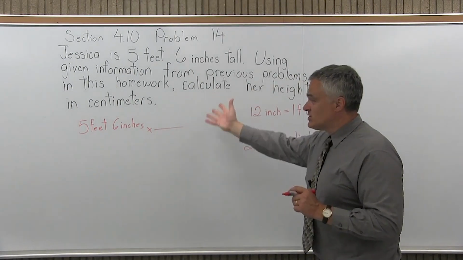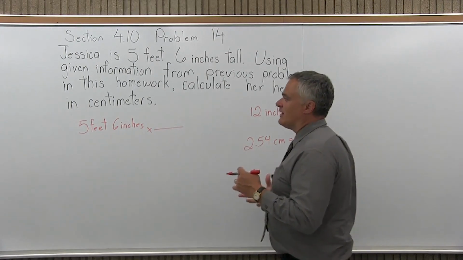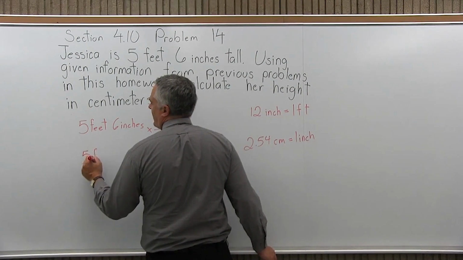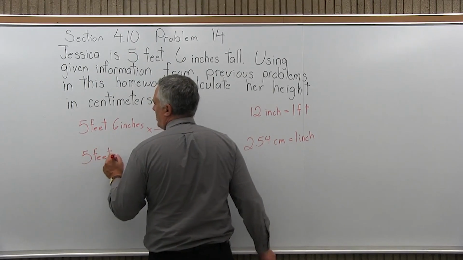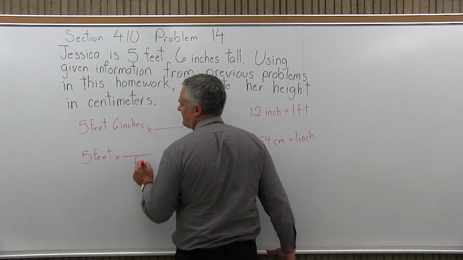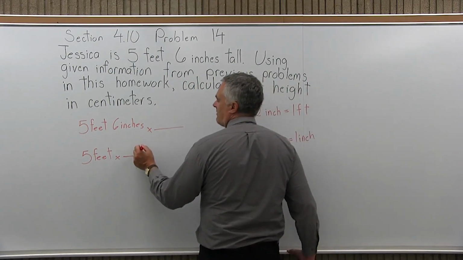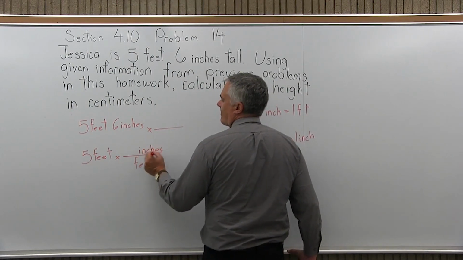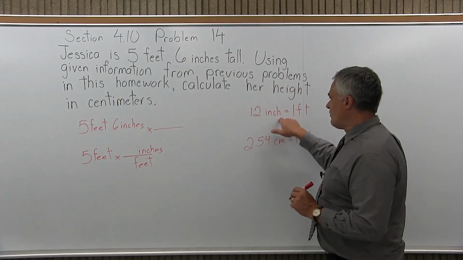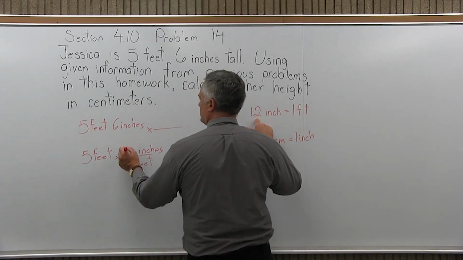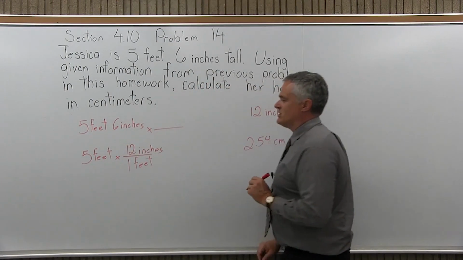So 6 inches is already in inches. The 5 feet is not. Let's make 5 feet into inches. So I have 5 feet, and I want to multiply that times something that has feet on the bottom. So it'll cancel. I want inches on the top. So from problem 4, I have 1 foot is equivalent to 12 inches.